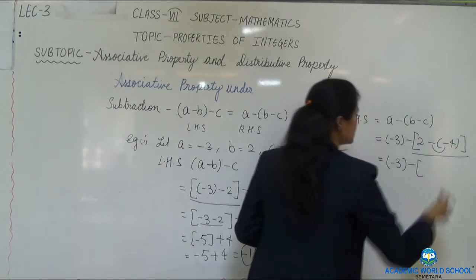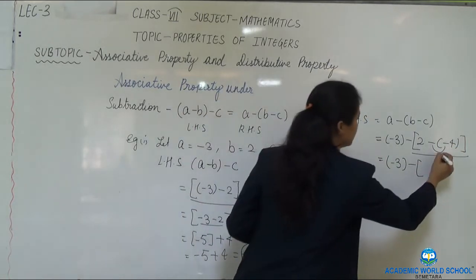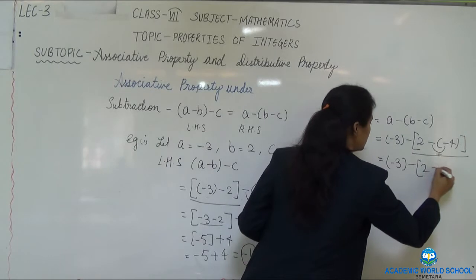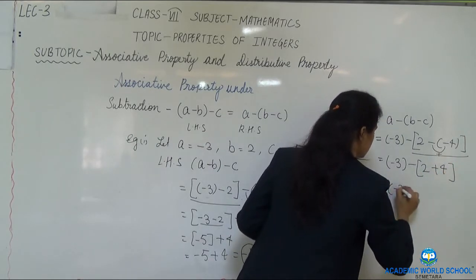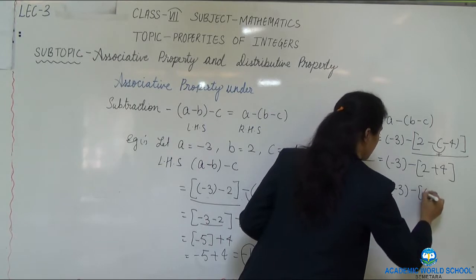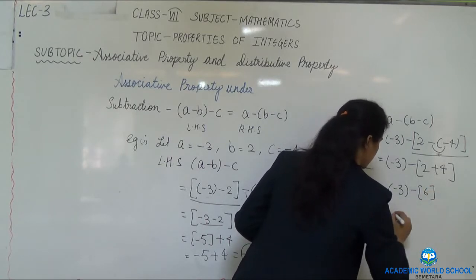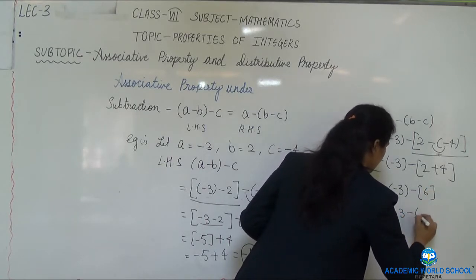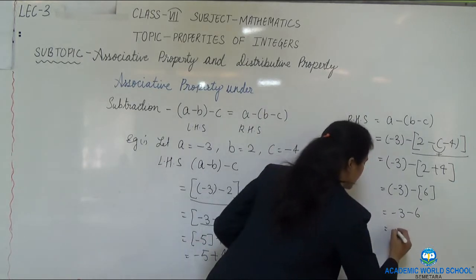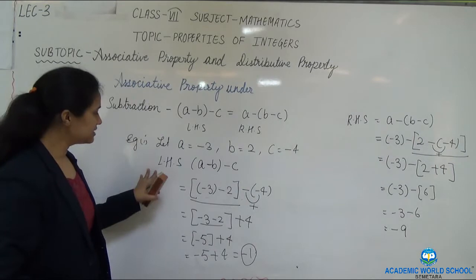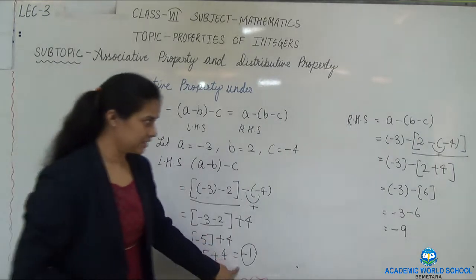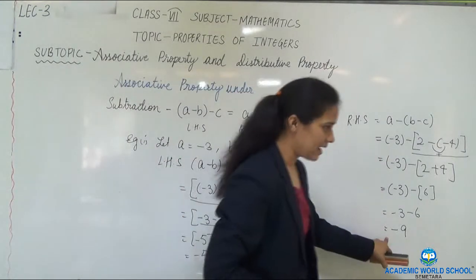So minus into minus will resolve and give one plus sign. 2 plus 4, -3, 6, -3, -6, -9. Now as you can see, the LHS is our -1 and RHS is our -9.